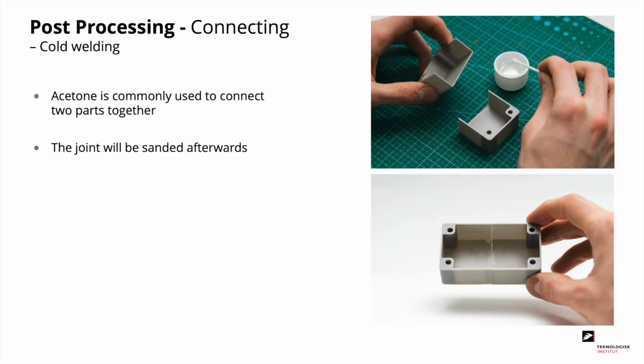If you want to connect two parts together, you can use what we call cold welding. This is done by applying acetone to the surfaces you want to combine with each other. Then the acetone will dissolve the part a little bit and you can stick the parts together. After welding the parts together, you can sand away the joints to make a nicer visual appearance.